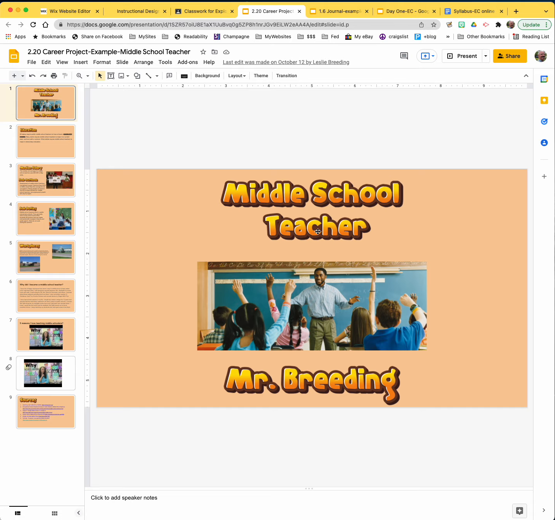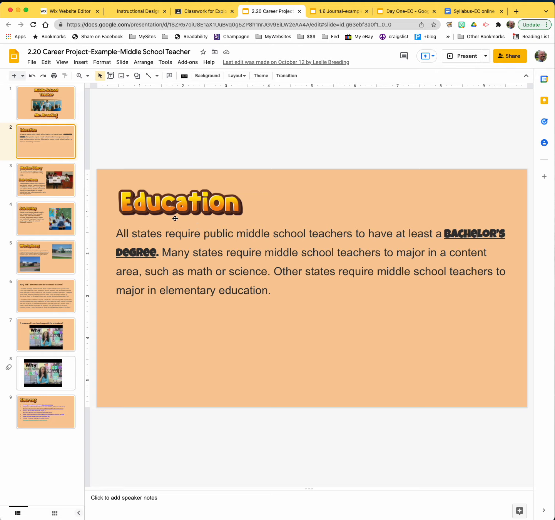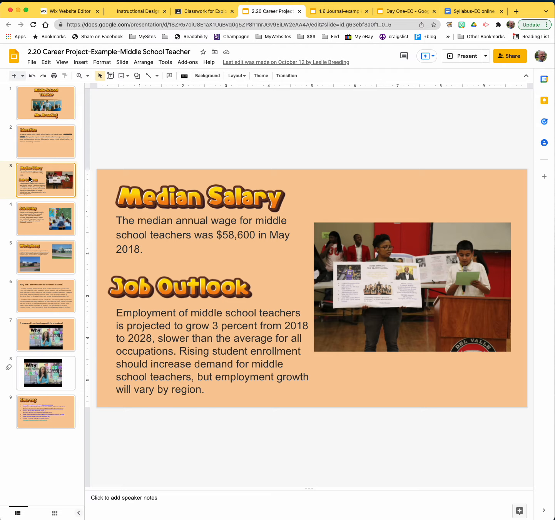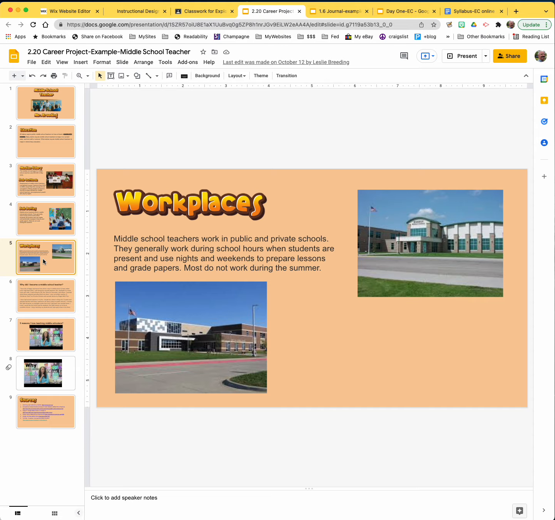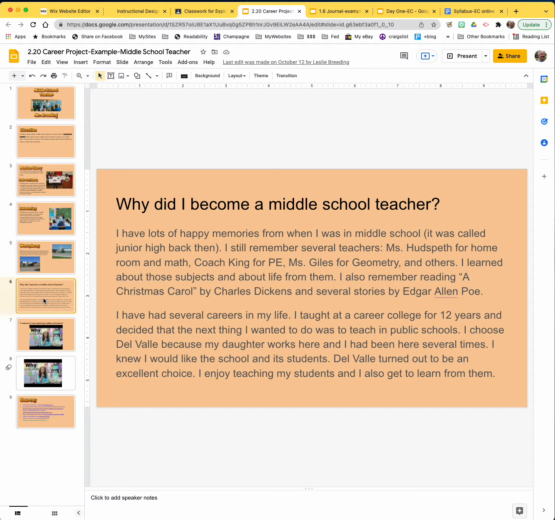So here's an example that I created for them: middle school teacher, and this is the educational requirements. This is the median salary and job outlook. Job duties. What do middle school teachers do? Where do they work? These are typical workplaces. And then they need to create a slide that is their own writing, 2 paragraphs of 4 sentences or more. And so I do that right here.